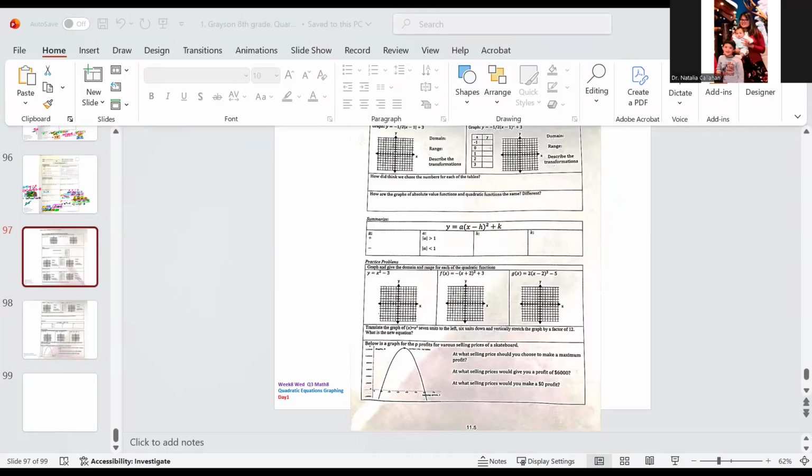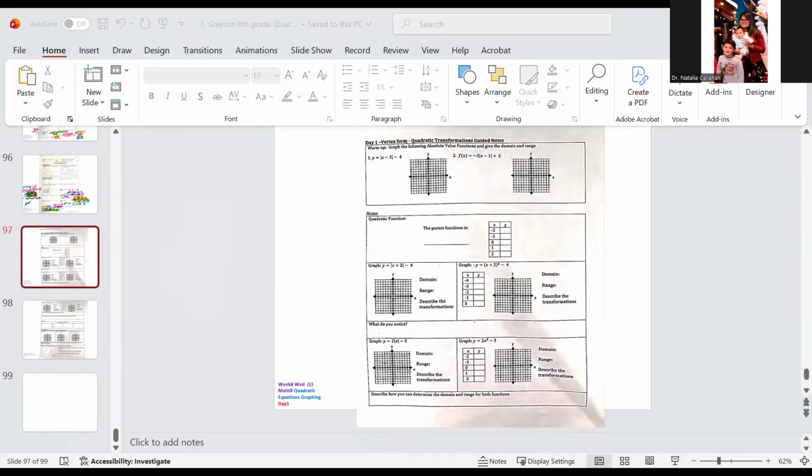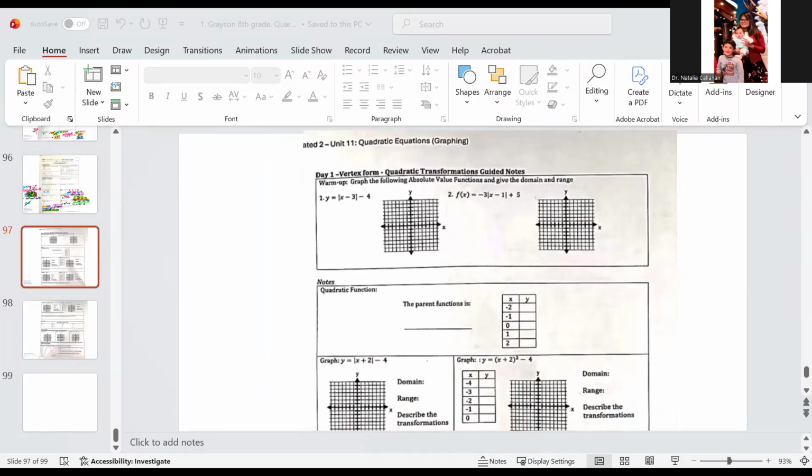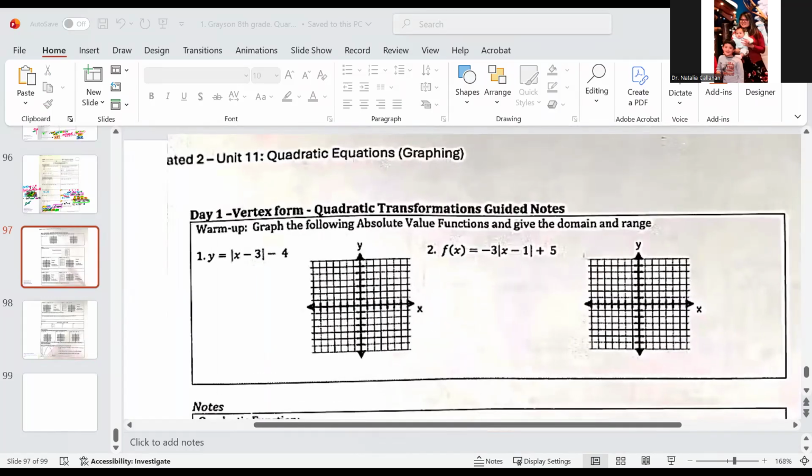Okay, so we're on a new unit for week 8, Wednesday. It's on quadratic equations and graphing. So let's go ahead and go over this.